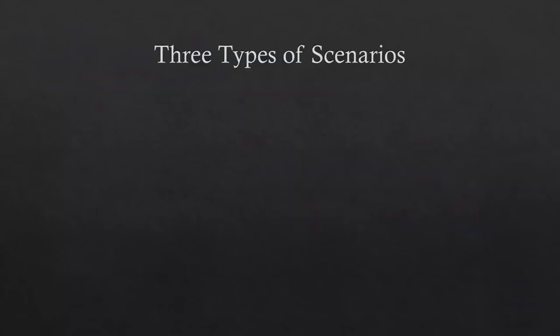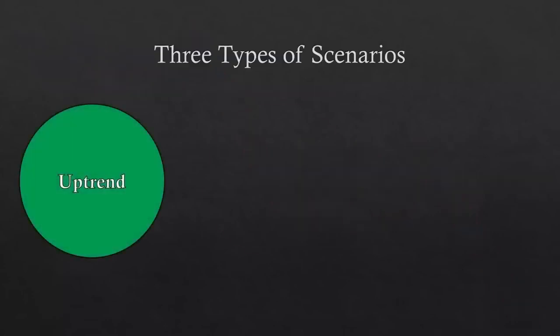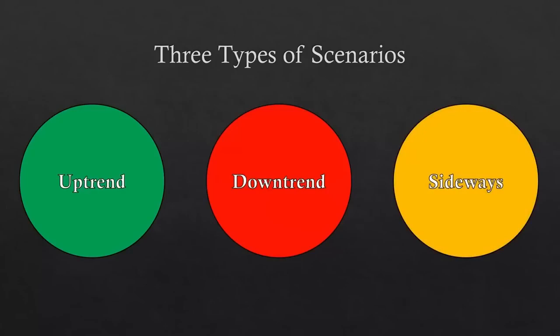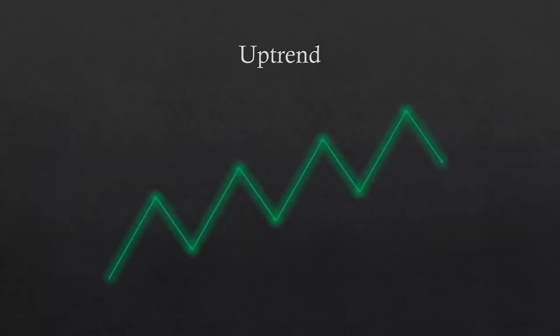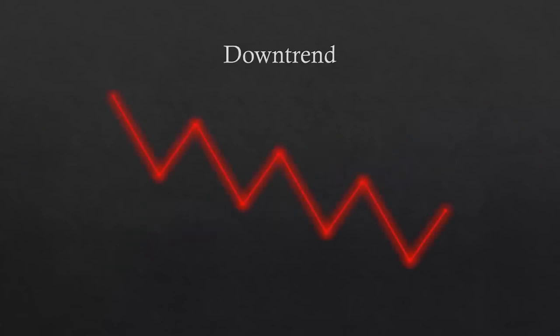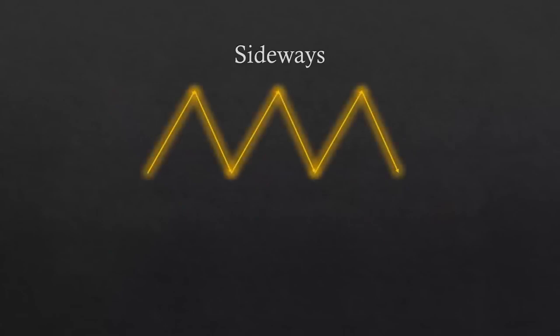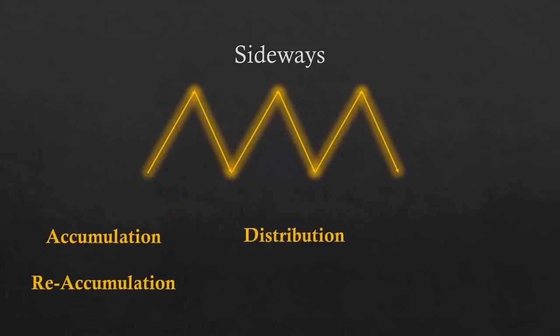There are mainly three types of scenarios: the uptrend, the downtrend, and the sideways market. An uptrend is characterized by higher highs and higher lows. A downtrend is characterized by lower highs and lower lows. And a sideways market is characterized by flat highs and flat lows. The sideways market can be subdivided into 5 types. Flat highs and flat lows can mean an accumulation, a reaccumulation, a distribution, a redistribution, or a random range, which is just a sideways market that doesn't necessarily function as an accumulation or distribution.